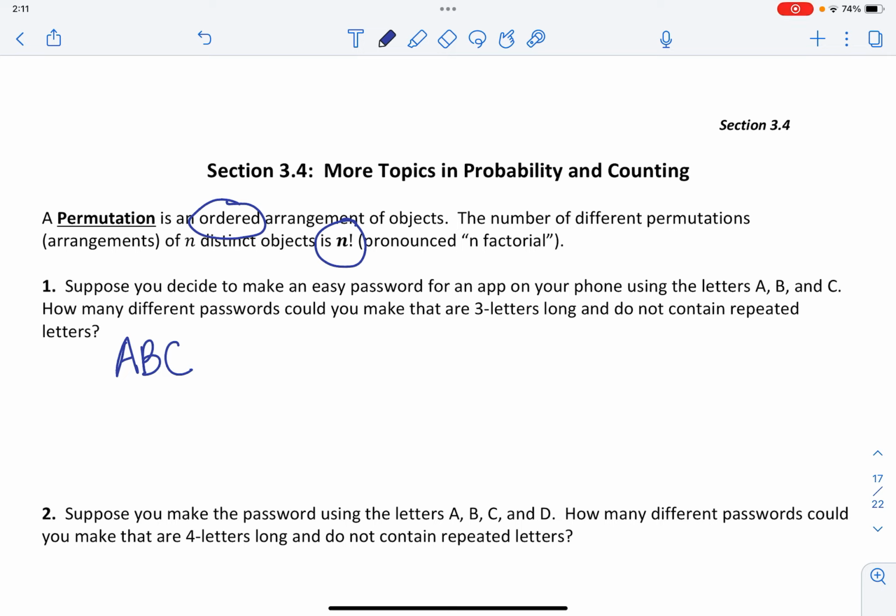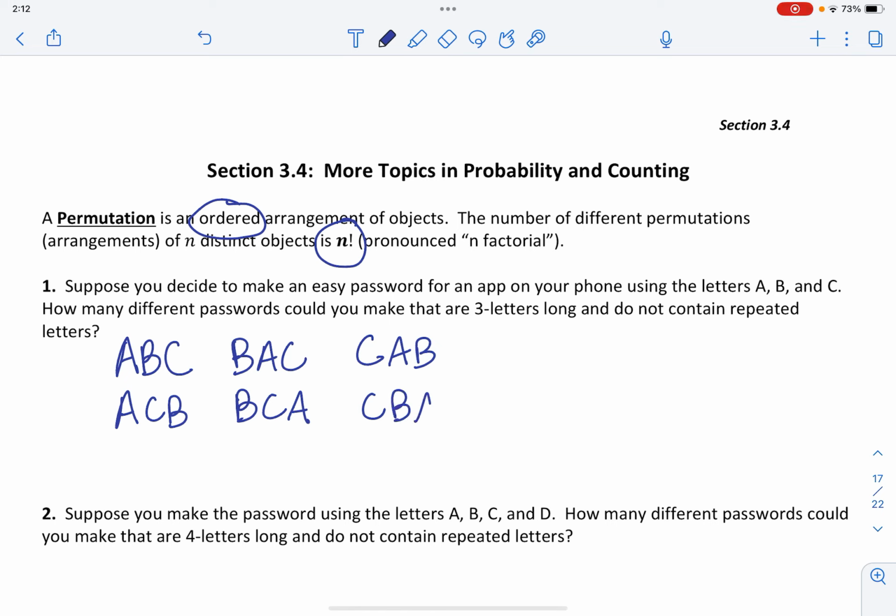Well, I got ABC, that's one. Or I could do ACB, or I could do BAC, or I could do BCA, or I could do CAB, or CBA. And those are all different, so I have 6 of them. And that's the total number of passwords, right? So that one's pretty easy just to list them.